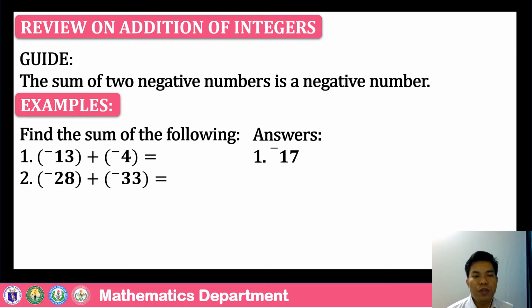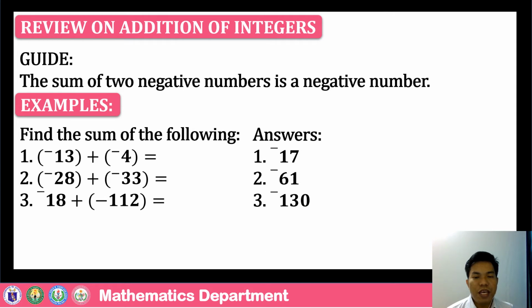Now, for number 2, negative 28 plus negative 33. So, since parehong negative itong mga numbers na ito, ang result natin ay negative 61. At para naman sa number 3, please try to find the sum of negative 18 and negative 112. If your answer is negative 130, then your answer is correct. For number 4, find the sum of negative 23 and negative 16. If your answer is negative 39, then you are correct.